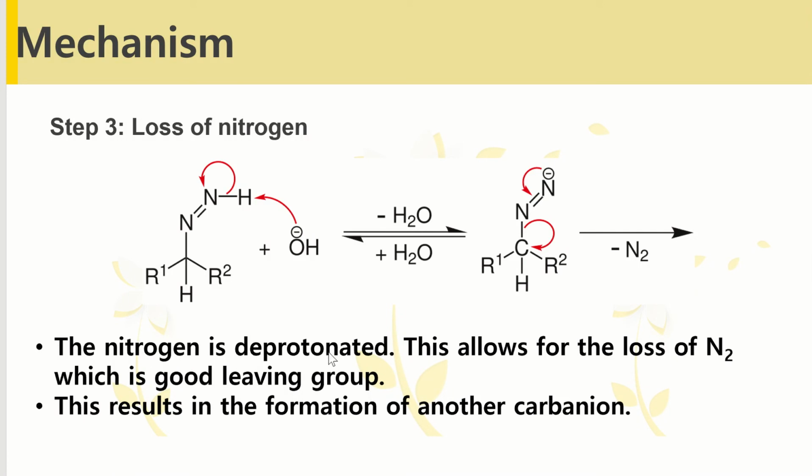So the nitrogen is deprotonated, as we said, that happens in this step here. This allows for the loss of nitrogen, which is a good leaving group, and we have seen that when we were looking at the formation of carbocation, right? So that nitrogen is a good leaving group. This results in the formation of another carbanion. The fact that we have the pair of electrons now residing on the carbon suggests that we have a carbanion.